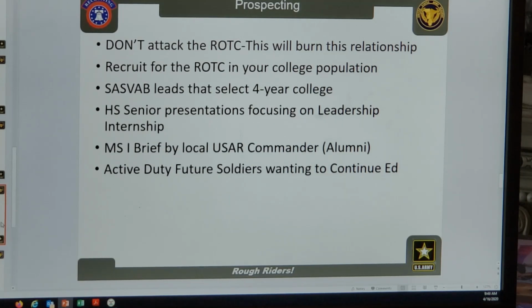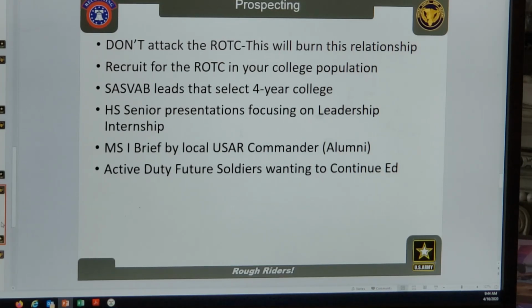So instead of leading off with, hey, why don't you join the Army Reserve so you miss your fall semester, you could say, hey, have you ever thought about joining ROTC? Here's a pathway to do it. You'll go to basic training this summer and then come back and start your college career. It's a great way to go through it.